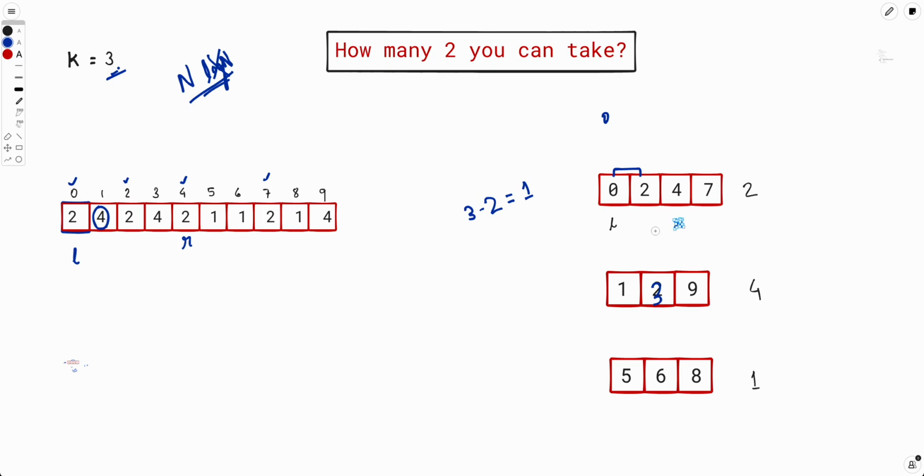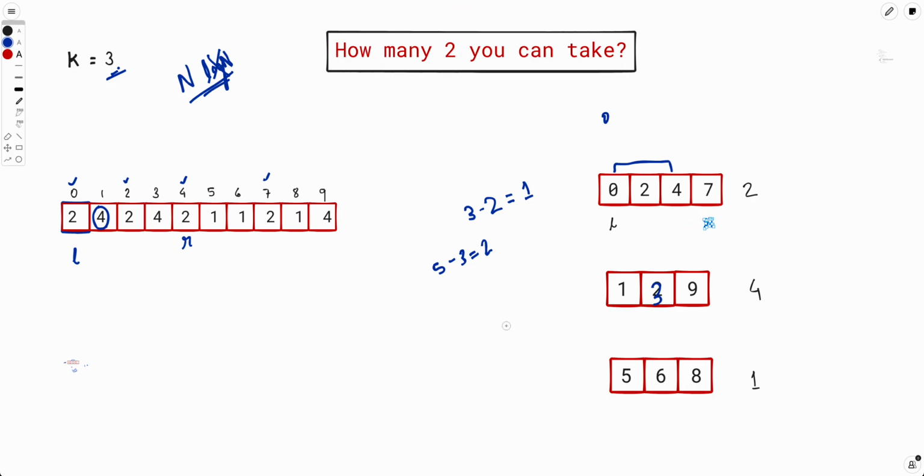Now is this R applicable? Again the same trick. The number of elements between L and R is 5, 4 minus 0 plus 1. And the number of elements which are equal to 2 is R minus L plus 1, which is 3. So 5 minus 3, there are 2 elements which are not equal to 2. And 2 is less than or equal to 3, and hence we can delete these 2 elements. And this R is also possible.